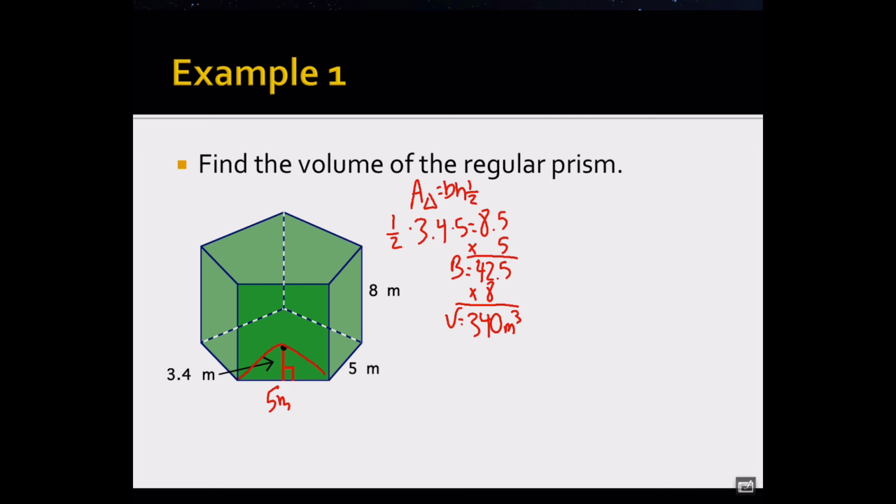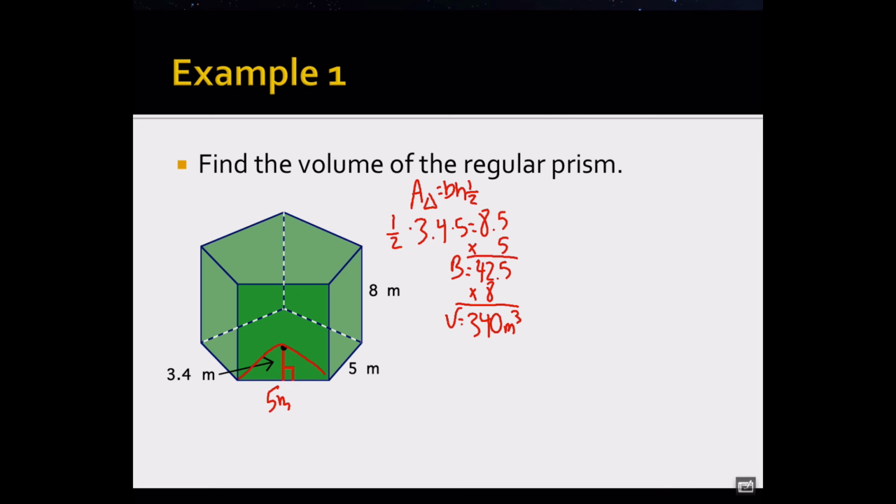Do you want to explain to us? Yeah. So, find the area of the base. I just took the apothem times the base, times the height, so we have both those. And then I multiply that by 5. And then I just multiply that by the height.